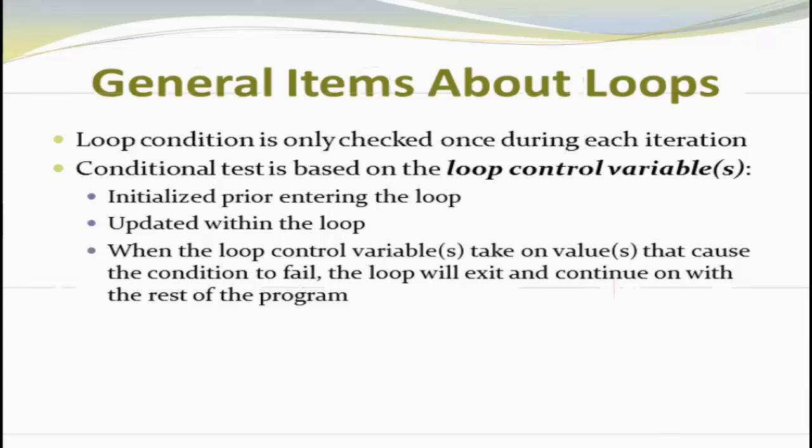Right? The conditional test that we set up for a loop is based on what we call the loop control variable or loop control variables. Okay? So those variables need to be initialized prior to entering the loop, otherwise you don't know what your initial value is and you might completely skip over your loop. Right, they need to be updated somewhere within the loop, and when the loop control variable takes on a value which causes that condition to fail, the loop is going to stop and continue on with the rest of your program. Like I mentioned before, the for loop or the counter-based loop actually takes care of most of this for you. If you use the conditional-based loop or the while loop, you're going to have to actually make sure that you take care of all these steps.